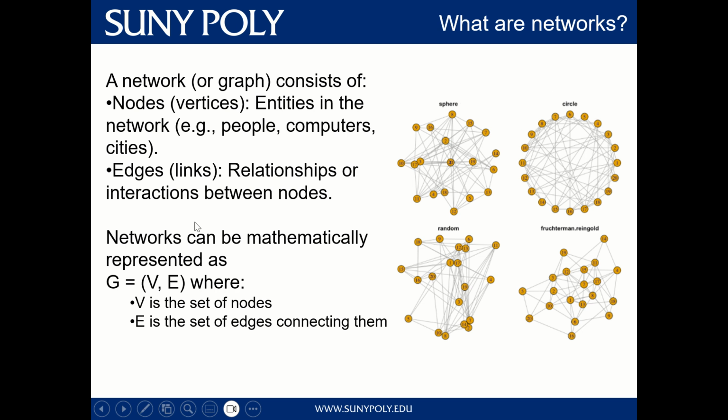Mathematically speaking, we use this notation G equals (V, E), where V is the set of nodes and E is the set of edges. So if you want to create a graph network, you will need to define the nodes and the edges, the connections, from what is the origin and what is the destination.